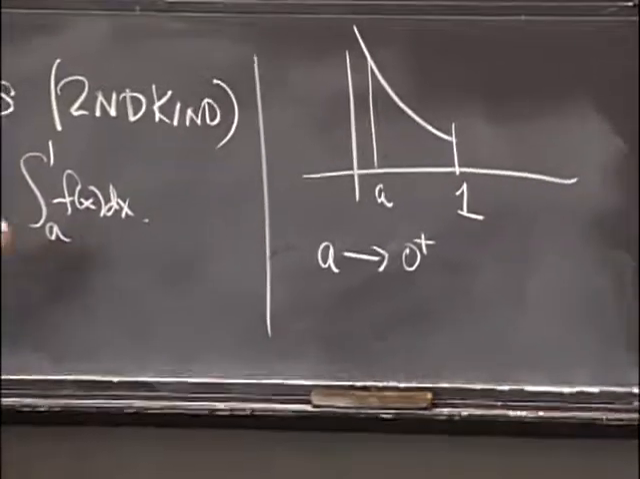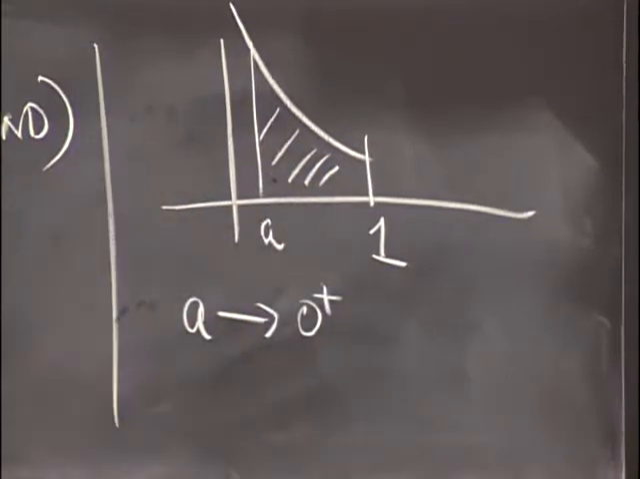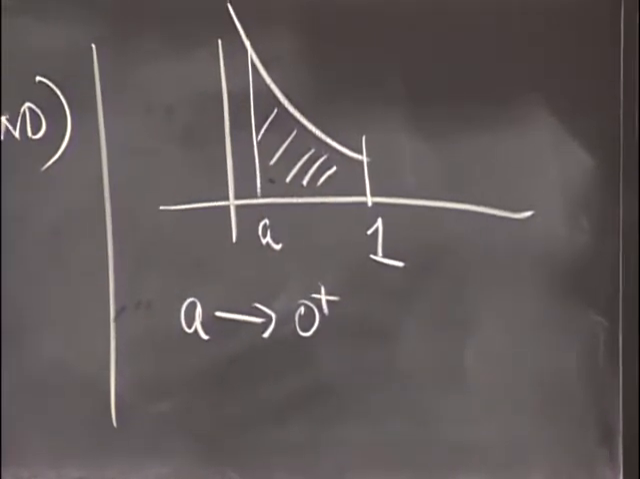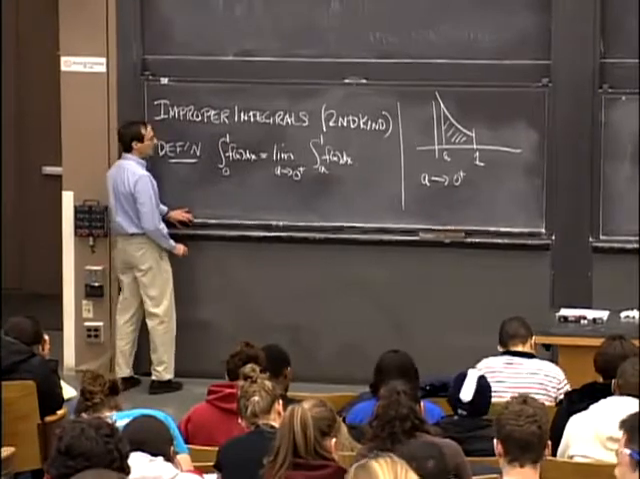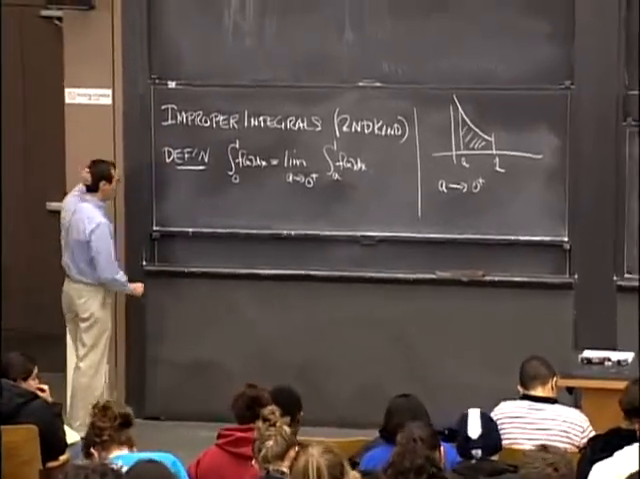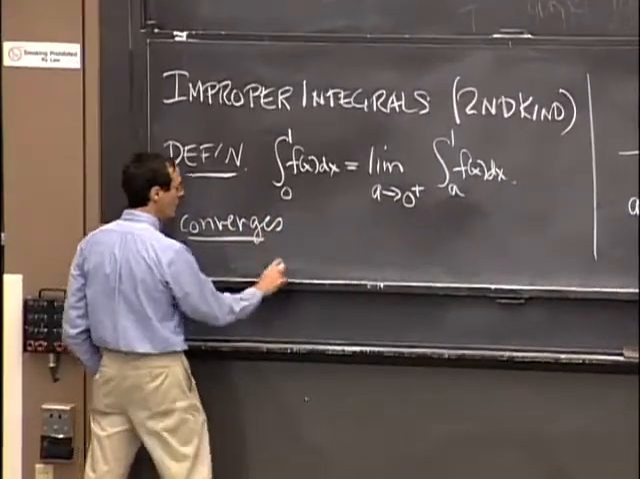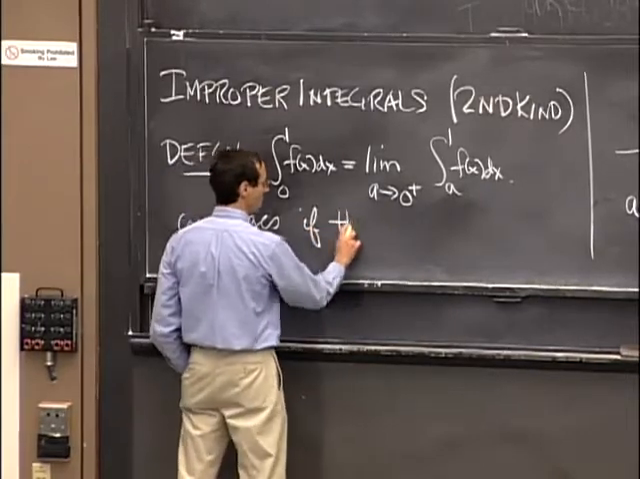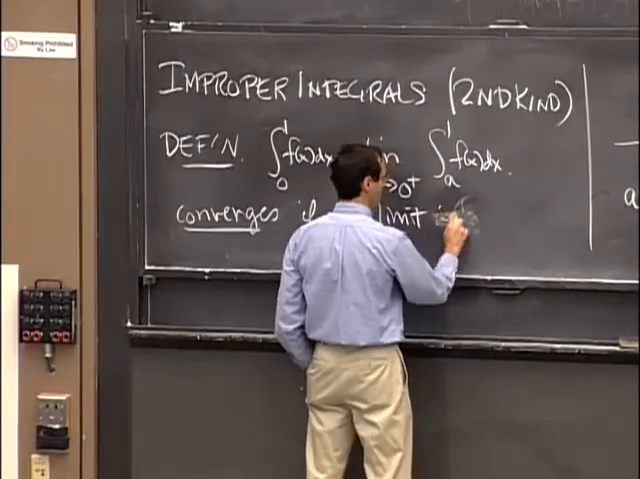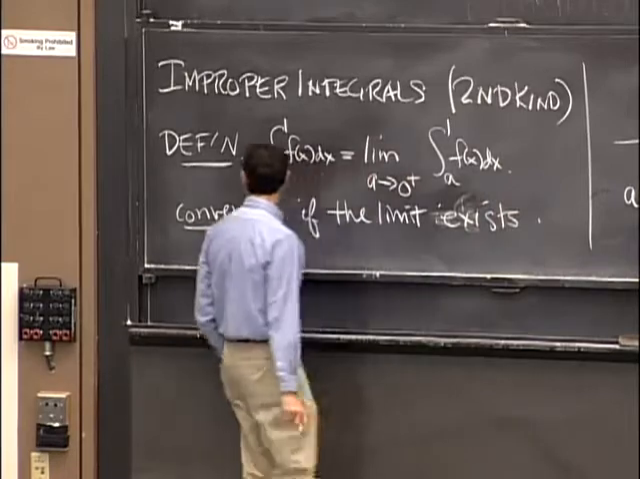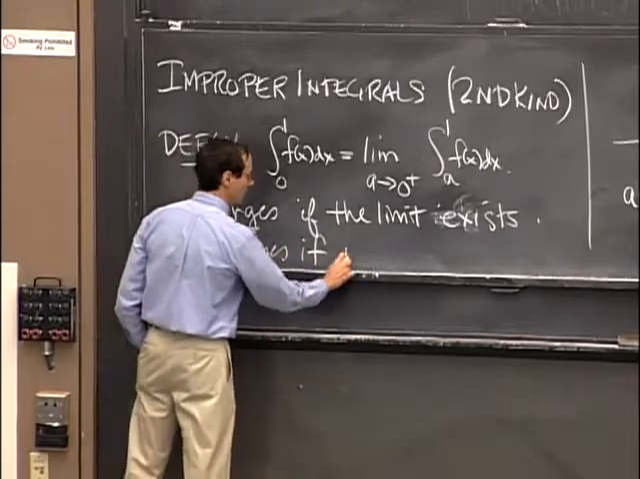So we're coming in from the right here. And we're counting up the area in this chunk, and we're seeing as it expands whether it goes to infinity or whether it tends to some finite limit. Right? So this is the example, and this is the definition. And just as we did for the other kind of improper integral, we say that this converges. So that's the key word here, if the limit exists. And diverges if not.